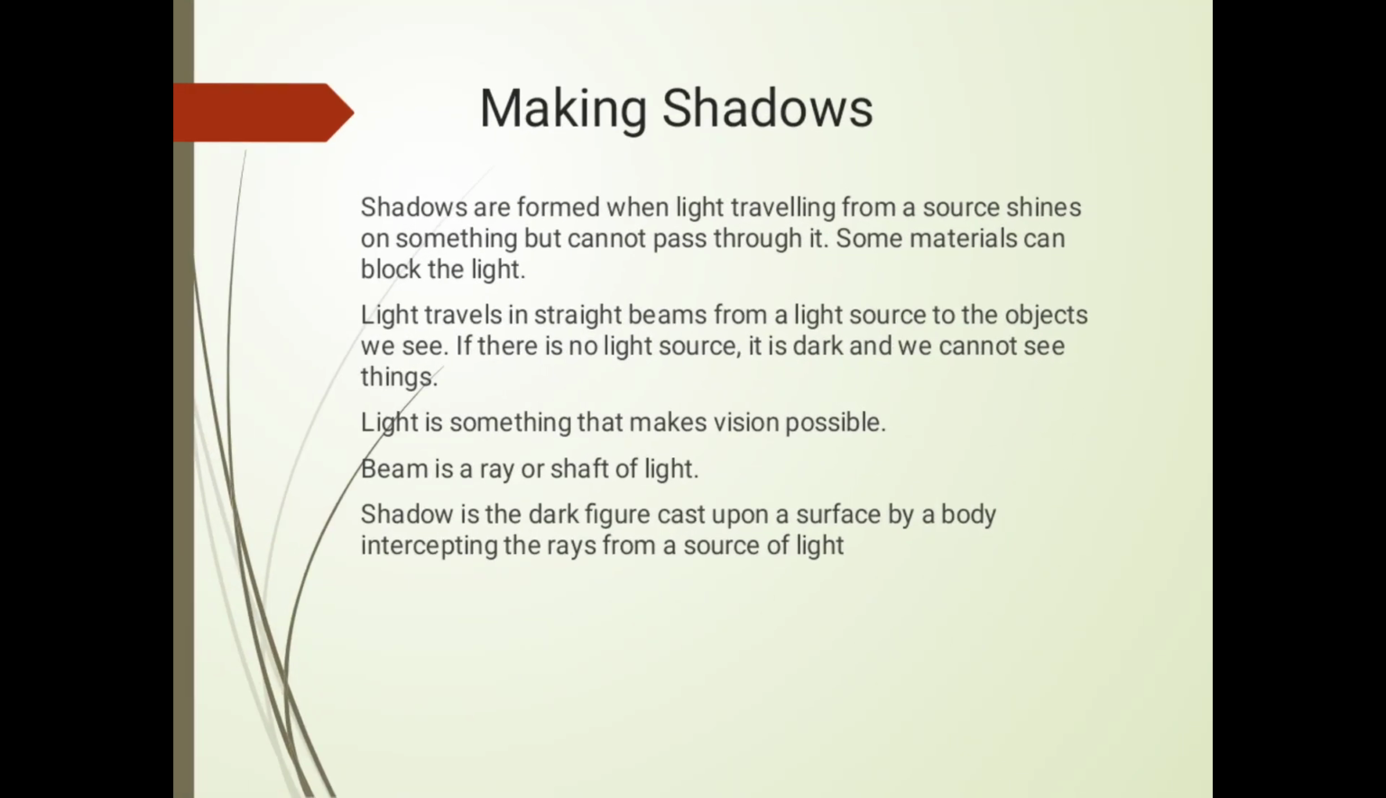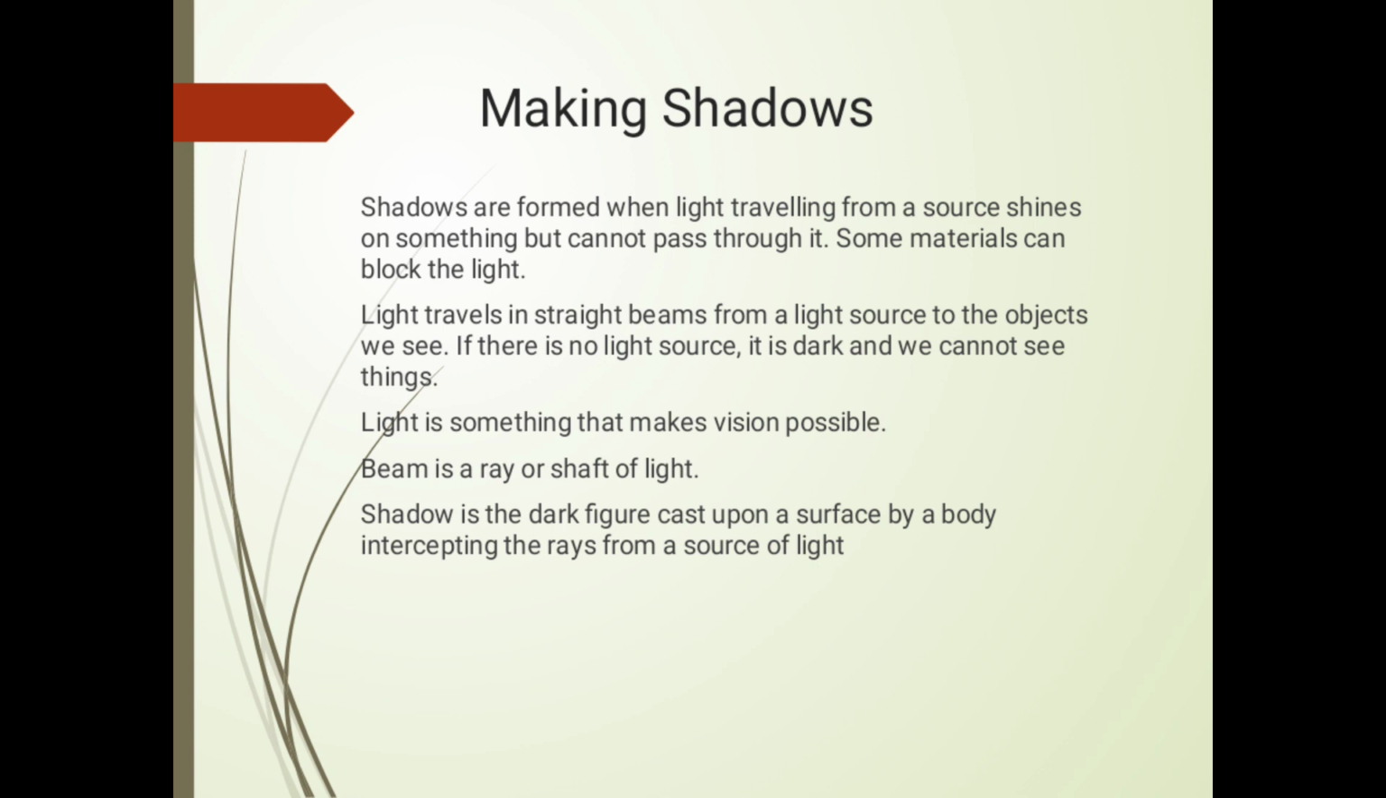Making shadows. Shadows are formed when light traveling from a source shines on something but cannot pass through it. Some materials can block light. For example, if you are in a dark environment and you have a light with you, maybe a torchlight or a phone light, and you use your palm to cover the source of that light, if you look around you, maybe at the wall or on the floor, you will see a shadow of your palm. That's just what I'm talking about.